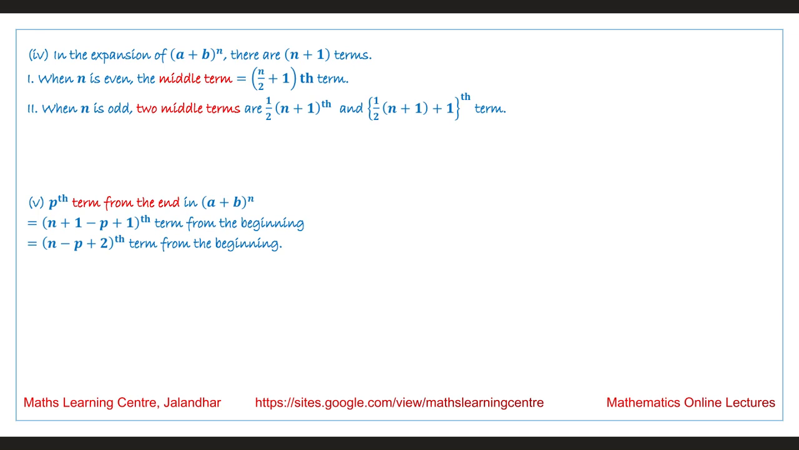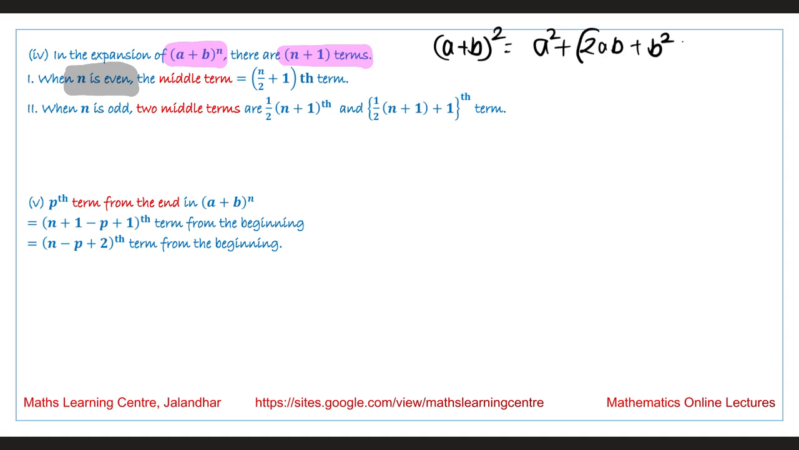Next is, in the expansion of (a + b)^n, there are n + 1 terms. This thing we have already seen. So if we are talking about the middle term, we have two cases. When n is even, suppose I am talking about the expansion of (a + b)^2. In this case n is even, we have a^2 + 2ab + b^2. So the middle term we have is this 2. So we are saying the middle term is given by the (n/2 + 1)th term. It is n/2 + 1, that is equal to 2/2 + 1, that is equal to the second term.